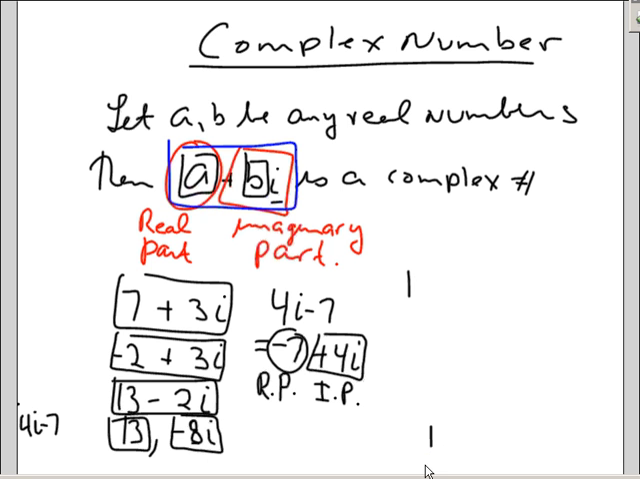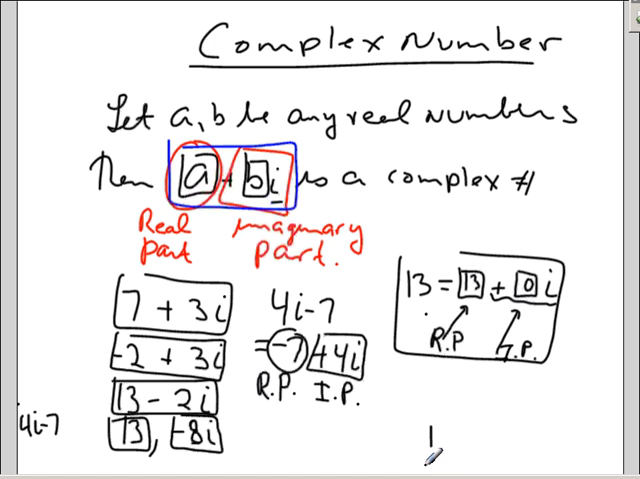Now if we can do the same with 13, we'll be okay. 13 is some number plus or maybe minus some number times i. Well, 13 is 13 plus 0 i's. So the real part is 13, and plus 0i is the imaginary part.